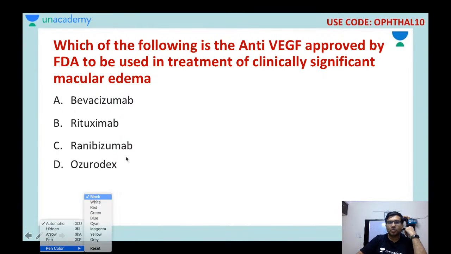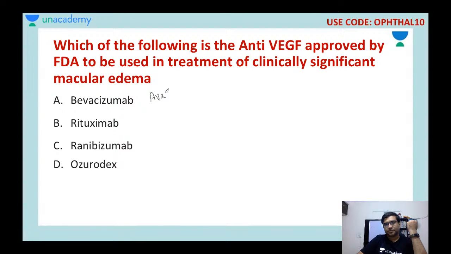So remember, bevacizumab is also called Avastin. The very important feature is it is not FDA approved. Only one which is FDA approved is the ranibizumab. Rituximab is not used in clinically significant macular edema, and Ozurdex does not come under the category of the anti-VEGF. It comes under the category of the steroid implants. Okay, so Ozurdex is a steroid implant, but yes, it can be given in the patients of clinically significant macular edema. Okay, chalo, let's move to our next question.